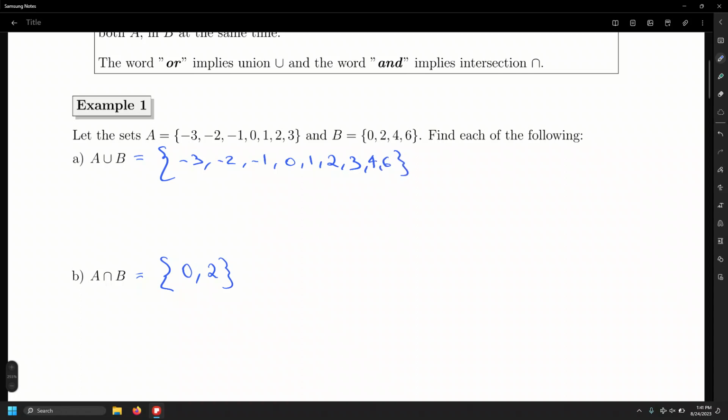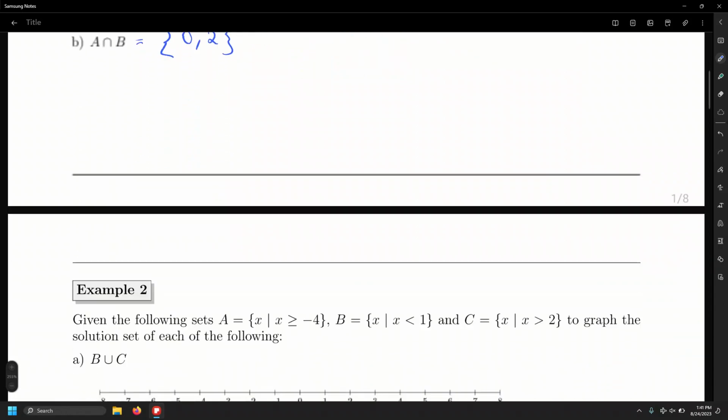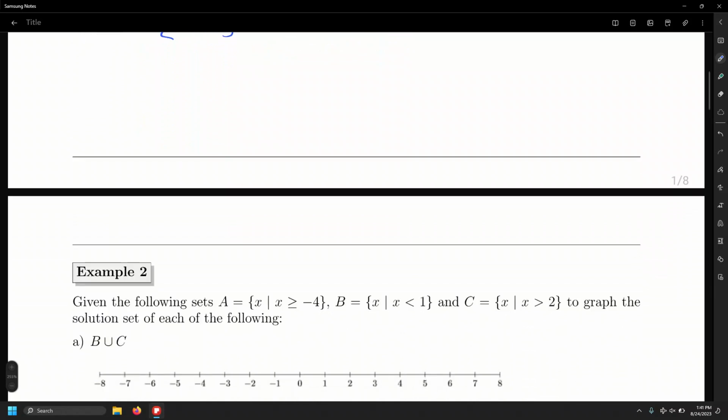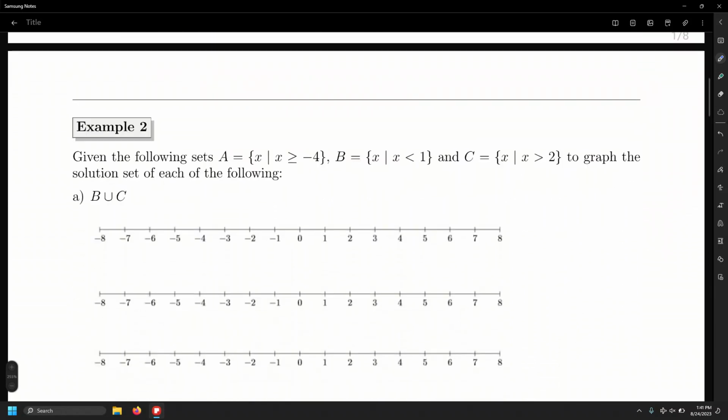So again, union is all of them that appear in either one or both, without repeating, and the intersection is only the ones they have in common, or the overlaps. The overlap thing, we're going to see it when we do some of the examples when shading some of them. However, how about we take a break and we do the inequalities when we get back to this.